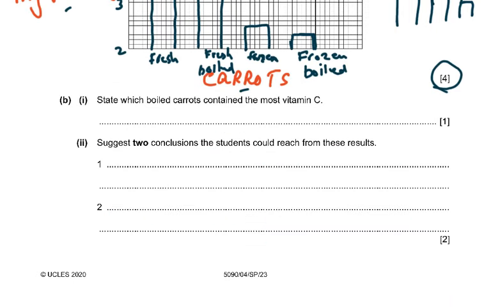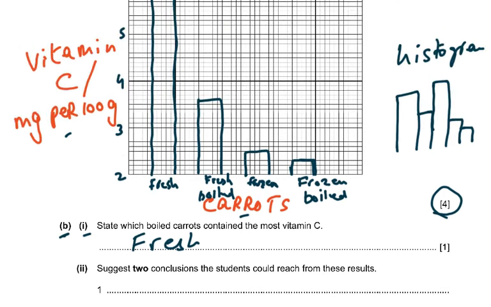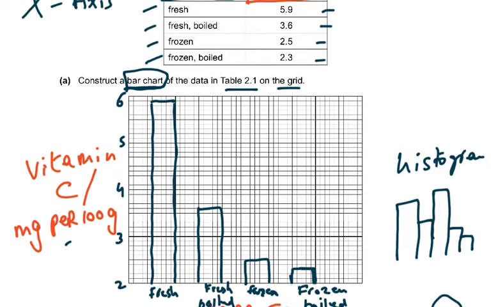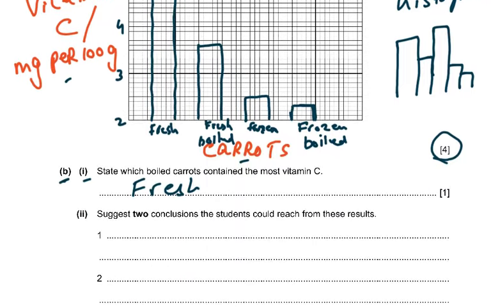Then coming to the question of B part 1, state which boiled carrots contain the most vitamin C. Naturally, it would be the fresh one, which contained about, if you look at it, 5.9. So the one which contains the most vitamin C would be the fresh one. The fresh boiled one was also allowed because it says state which contain the most vitamin C. So fresh or fresh boiled would have more vitamin C.